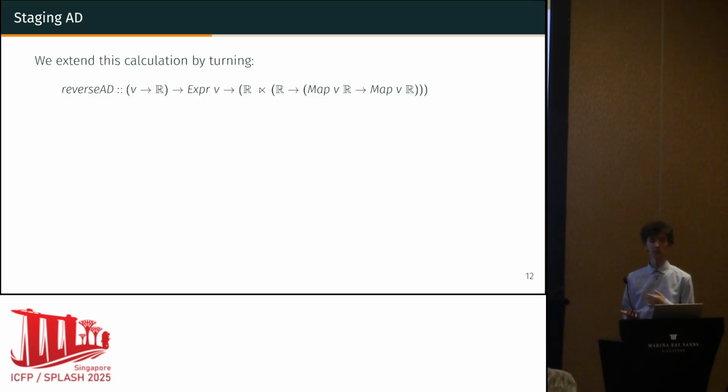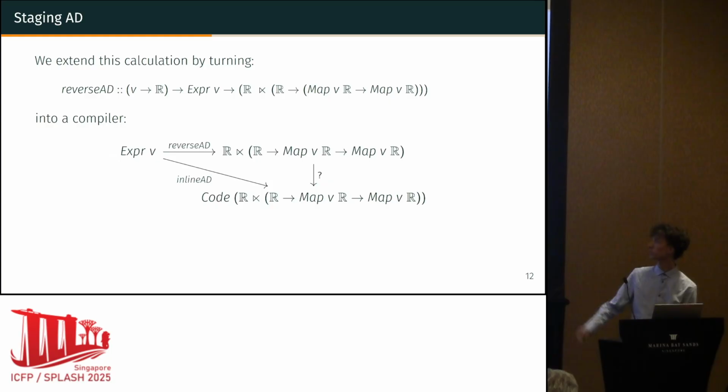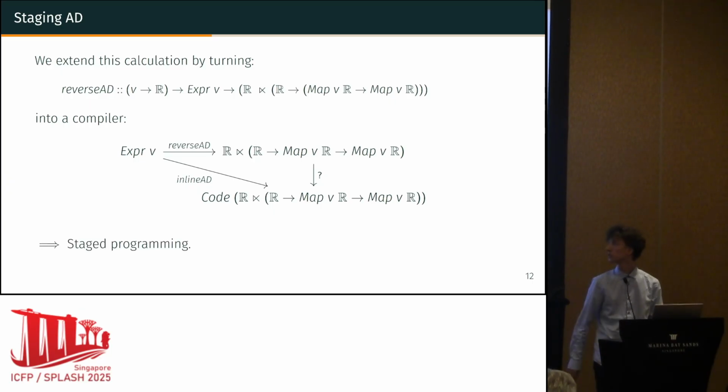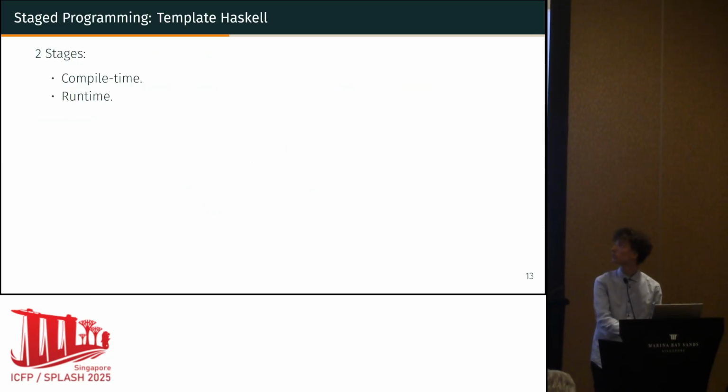We'll extend this calculation by taking reverse AD and turning it into a compiler and having it produce code somehow. And the somehow here is by using staged programming. To do staged programming, we'll use Template Haskell. And in Template Haskell, we don't have one, but we have two stages of execution. We can write code for compile time and for runtime.